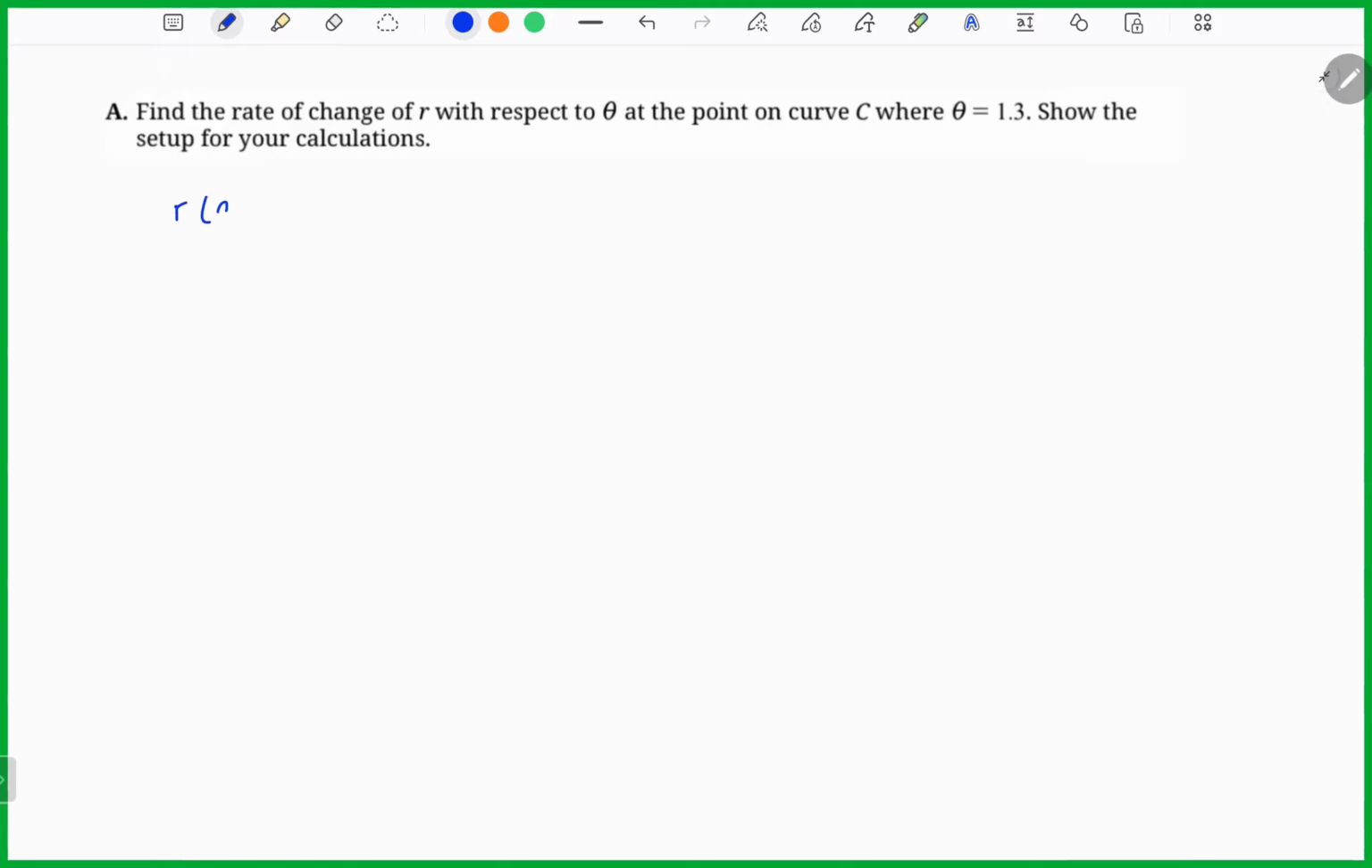Note that r of theta is equal to 2 sine squared theta. And we are looking for dr by d theta. And in this case, this is a straightforward application of chain rule. Outer derivative will give us 4 sine theta. Inner derivative will give us cosine theta. And so if we are looking to evaluate this at theta equals 1.3, then we can simply go ahead and plug that in. We have 4 sine 1.3, cosine 1.3.